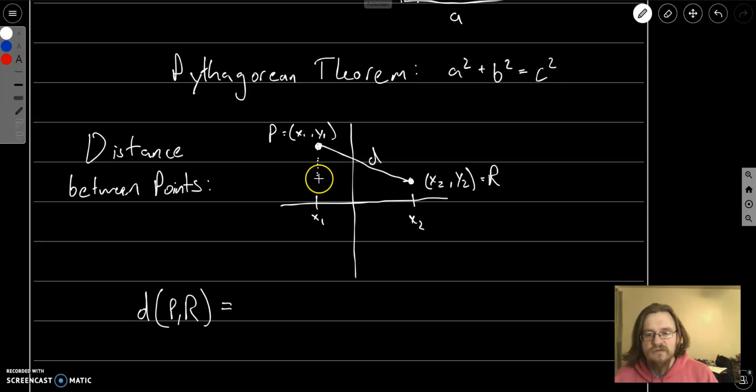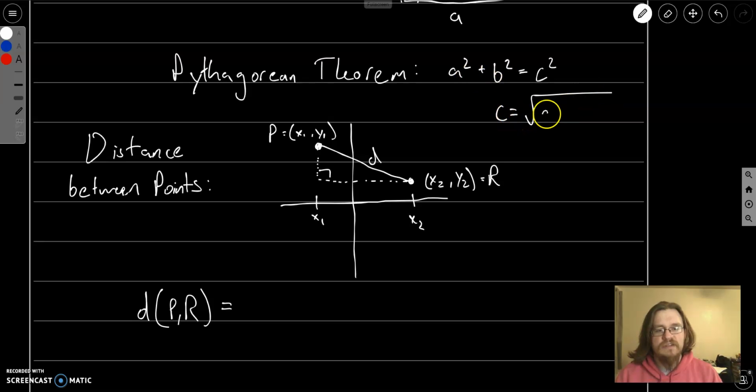So I'll draw straight down from this point and straight over from this point, and this will form a right angle. We can find the length of d by solving for the length of the hypotenuse using the Pythagorean Theorem. So if I want to know what c is, I just have to take the square root of this side. So c is going to be the square root of a squared plus b squared. So what I need to do is find the length of both these sides, square them, add them together, and take the square root.